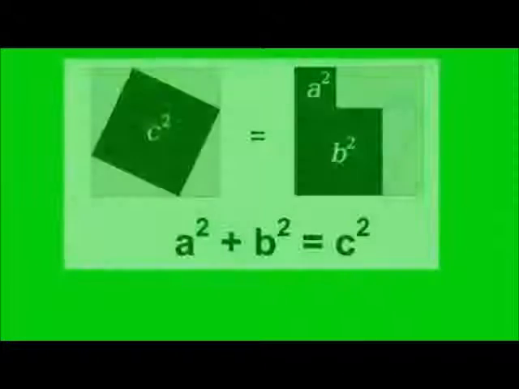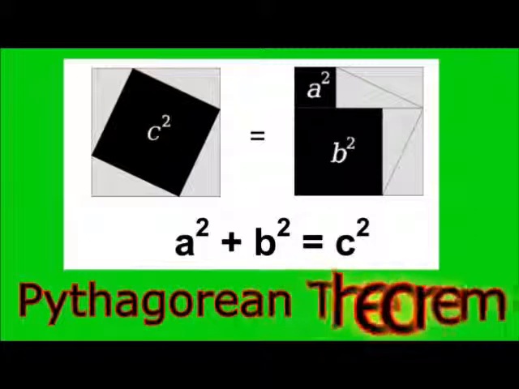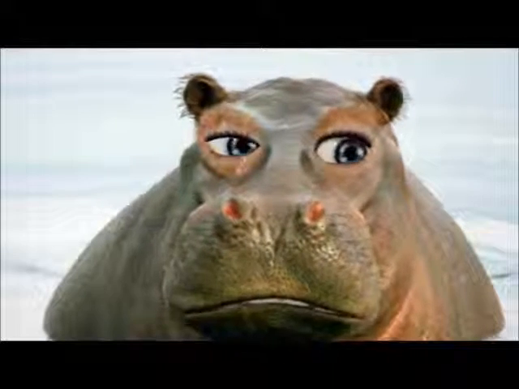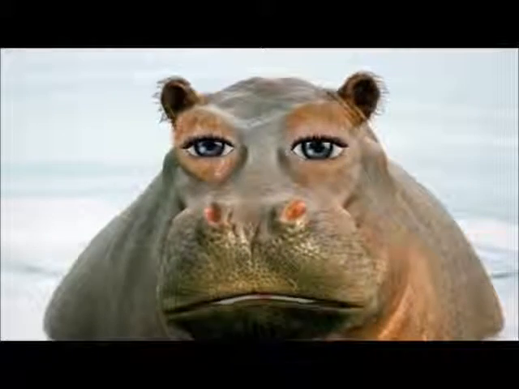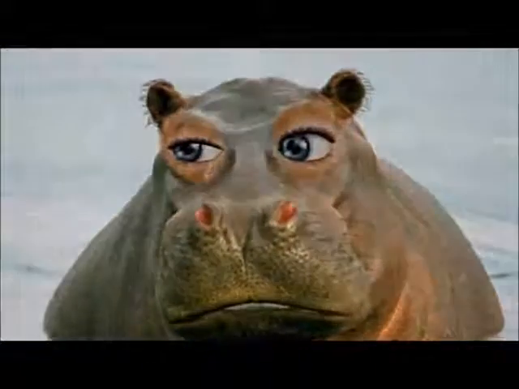Let's take a look at the original example. Do you see how the area of the outer square and the 4 triangles never changes? Which means the area of the black square never changes. It only looks different. So A squared plus B squared must equal C squared, the Pythagorean theorem. So we use the Pythagorean theorem to prove if a triangle is a right triangle. But what else can it do?